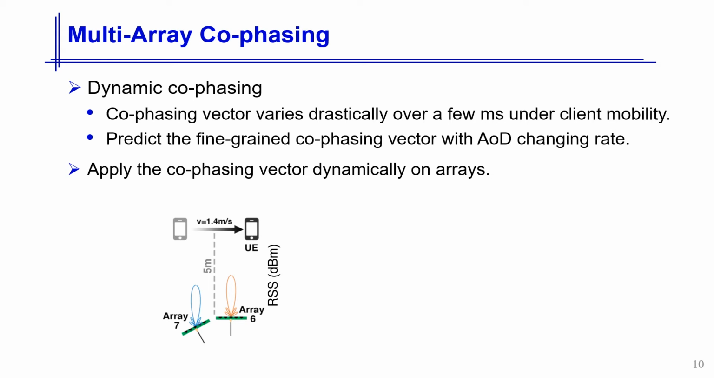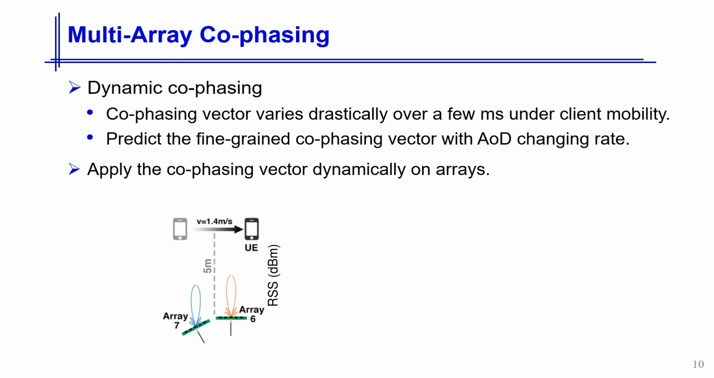However, the inter-array phase offset varies drastically over only a few milliseconds under node mobility, whereas the AOD can only be updated every 100 milliseconds in order to tame the estimation overhead. We address this challenge using an angular speed-based dynamic co-phasing scheme.